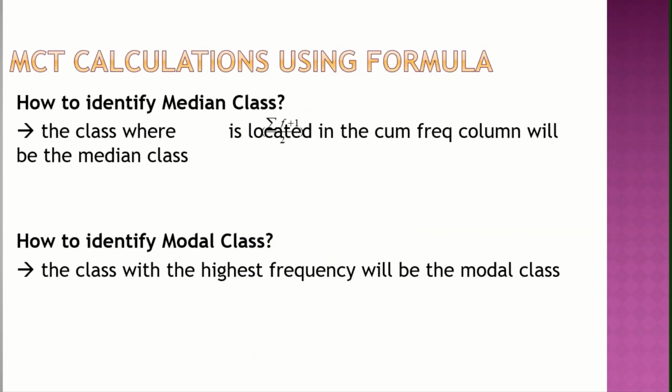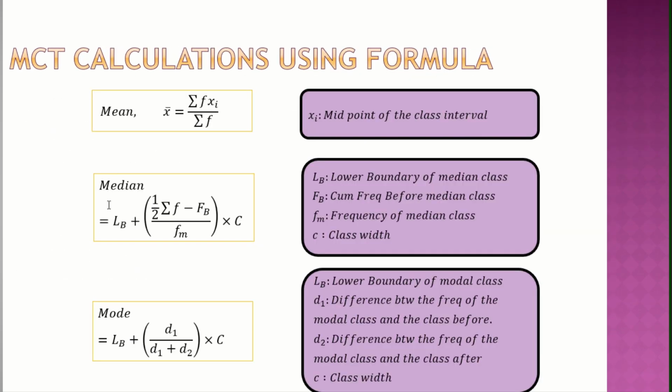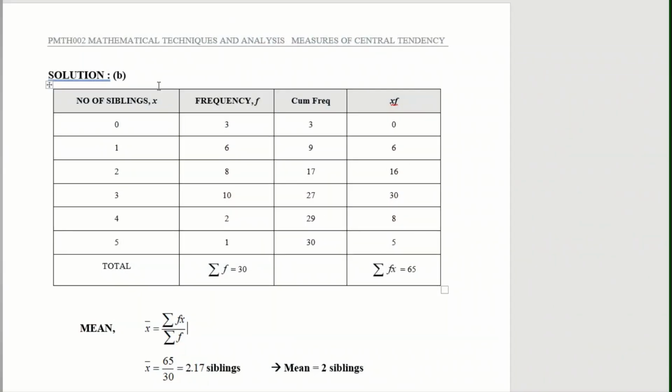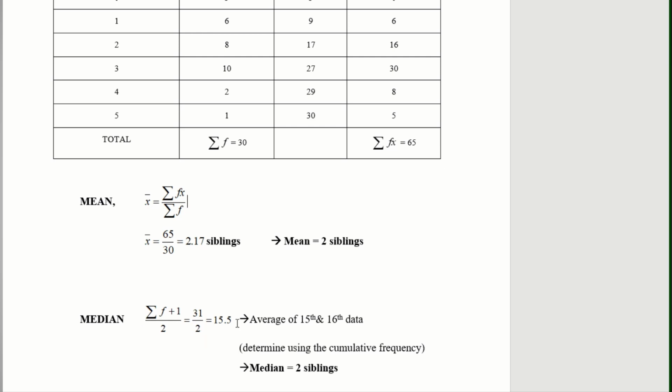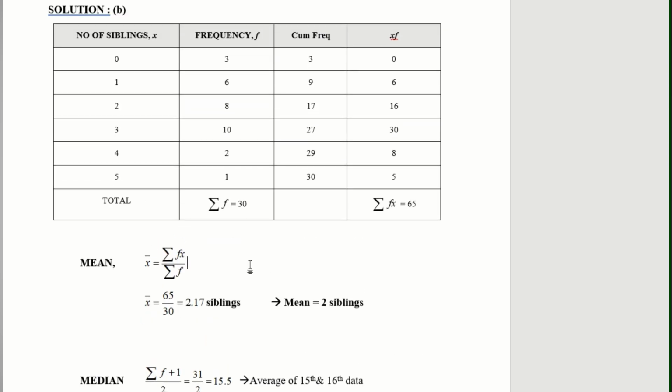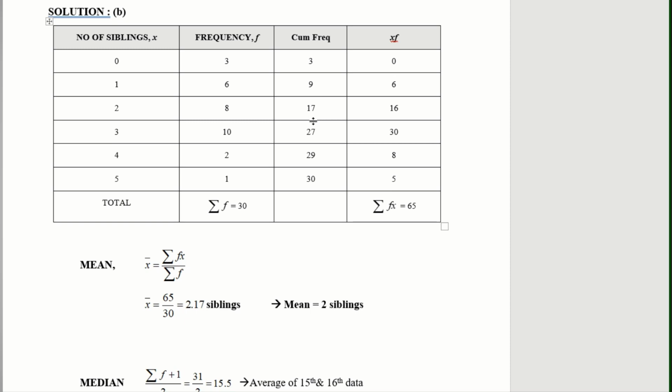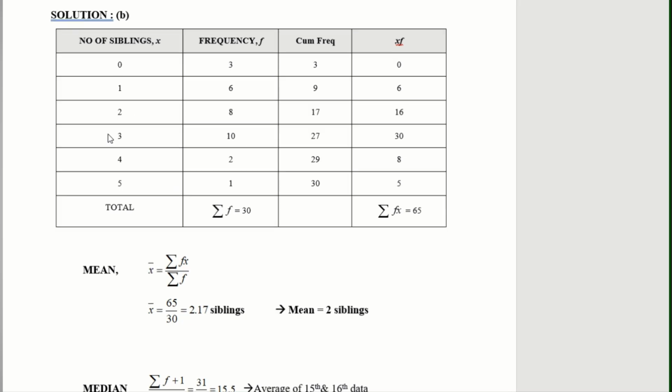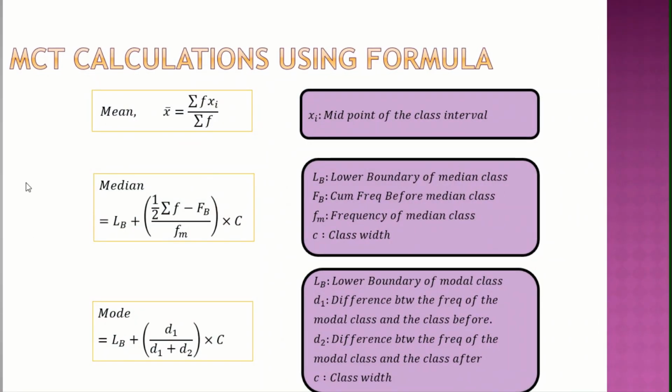Okay, for median, first of all, you need to find your median class. How do you find the median class? Same. N plus 1 divided by 2. You find where your median class is. Oh, 15th and 16th data. Use cumulative frequency. Oh, this is 2. Same thing. You're going to find your median class. Then you're going to apply this formula on the median class.